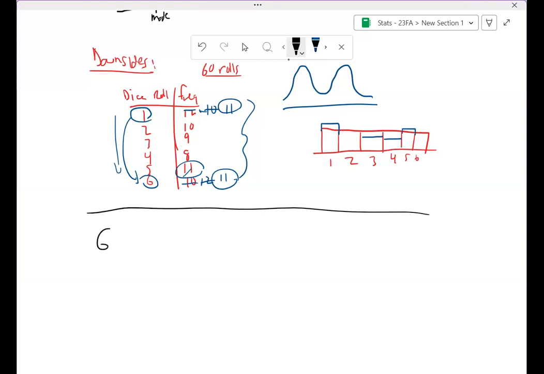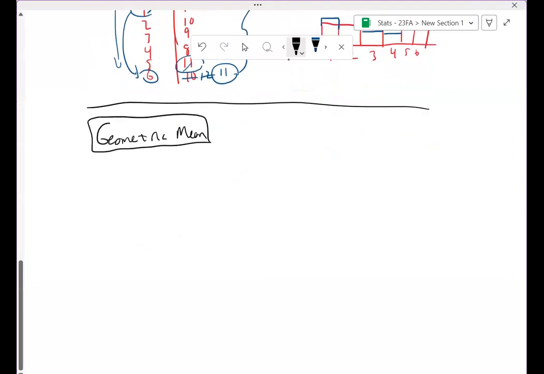Okay, let's talk about the geometric mean. So the geometric mean, I think we'll work through a motivating example to show you where it comes up. It's important in a few different contexts, but probably the most commonly applicable context is in finance.